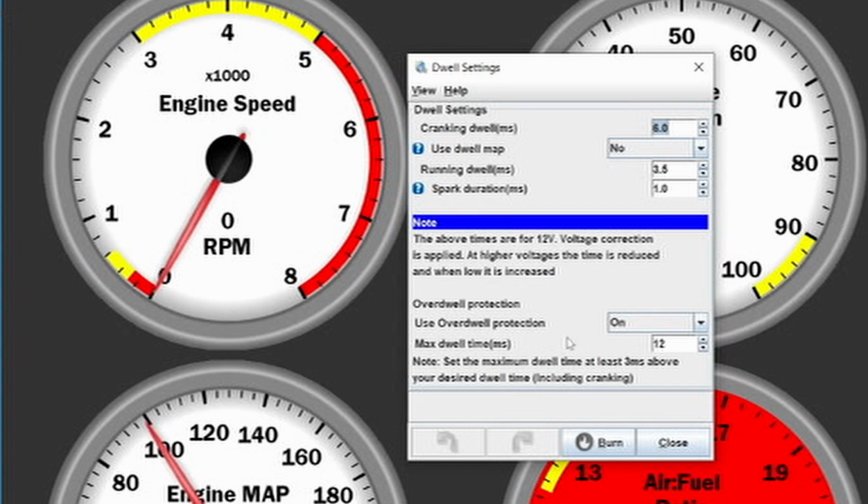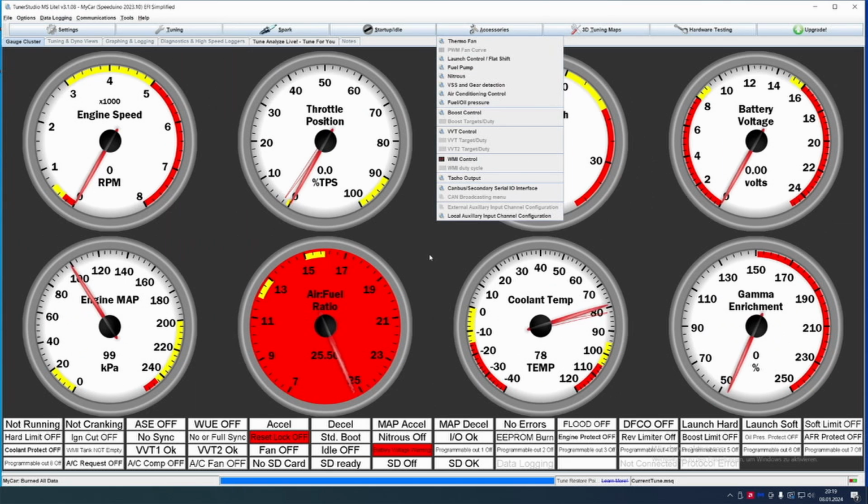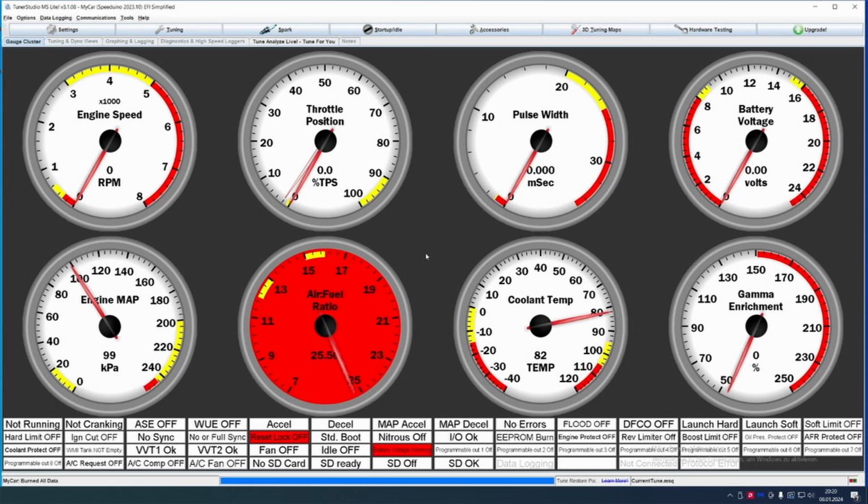Overdwell protection also makes sense. You can put in a value above the cranking dwell. So I would go for about 50% over the cranking dwell, maybe a bit more if you encounter issues, but that just helps the coil packs not overheat and not melt basically. And that's basically it for the base settings for your base map.